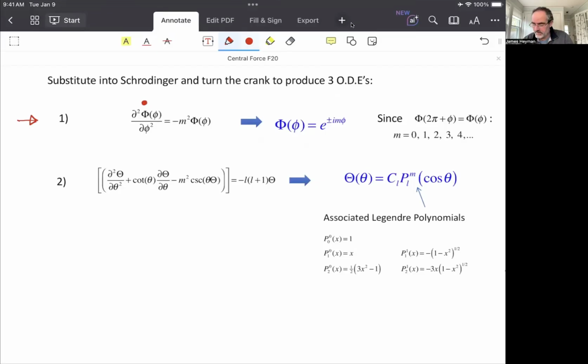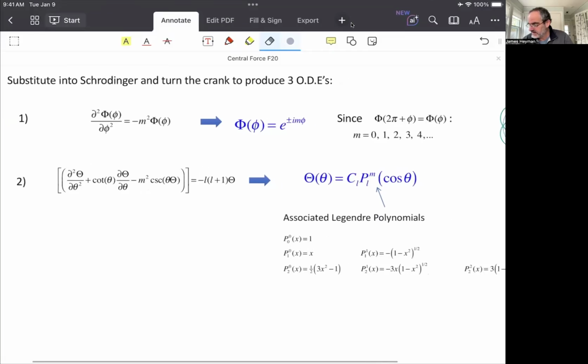This is a simple enough equation that you can probably tell that the solutions to this are, well, we could write them as sine and cosine functions. That would be fine. Or we could write them as complex exponentials, like e to the plus or minus i times m times phi.